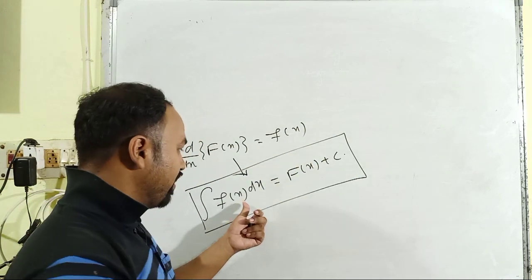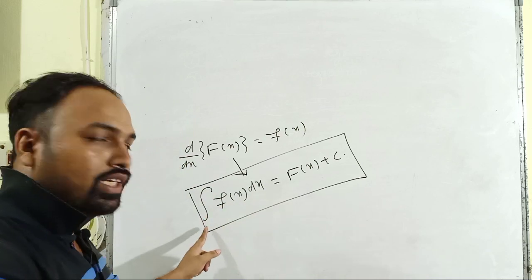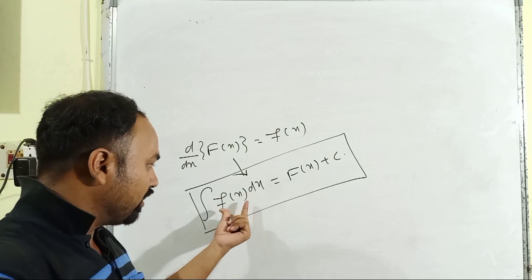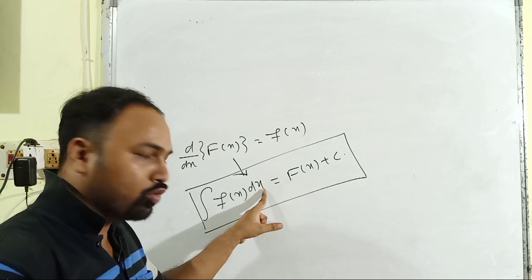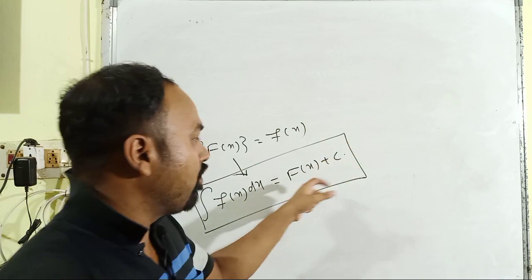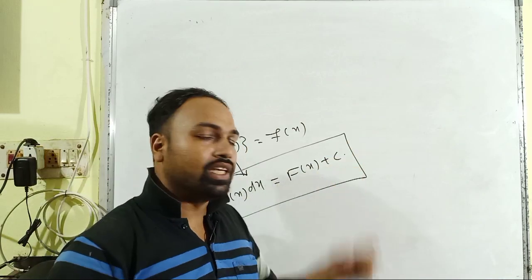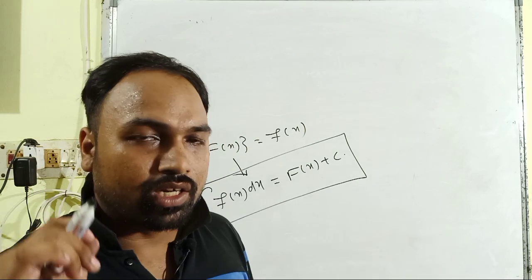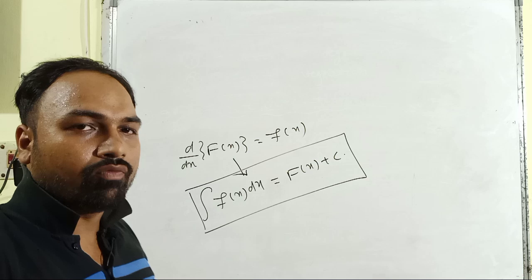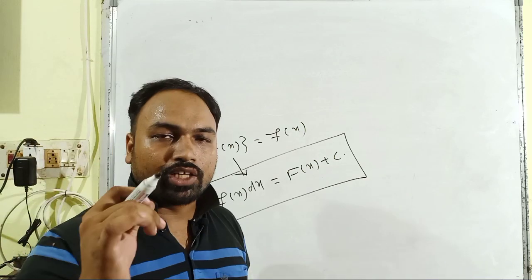This is called the integral sign, this is called the integrand, and we are integrating the function small f of x with respect to x, and this is the operator. Here we are getting the integral f of x, capital F of x, and c is the constant of integration. So you have to remember, this is the final conclusion of the integration chapter.